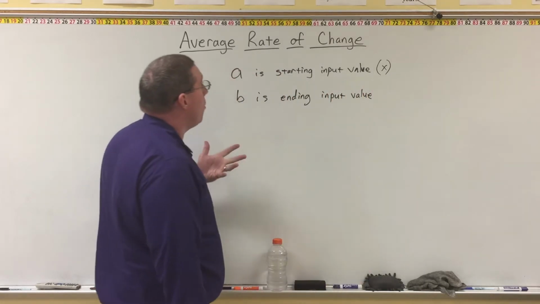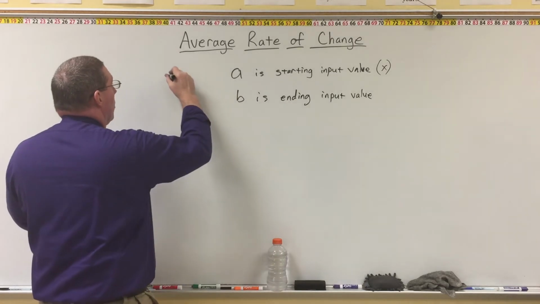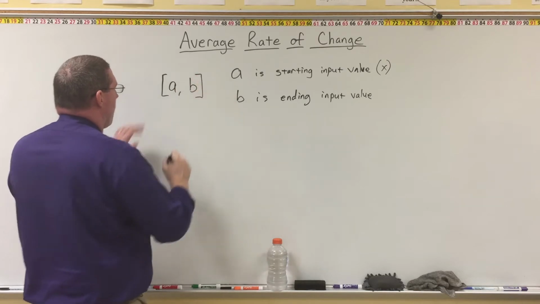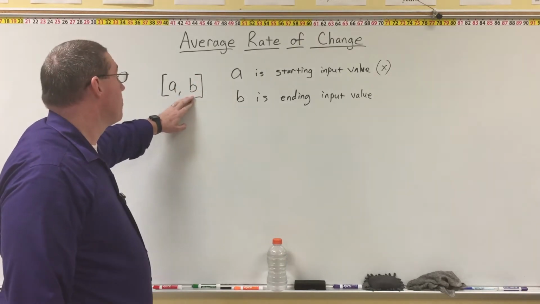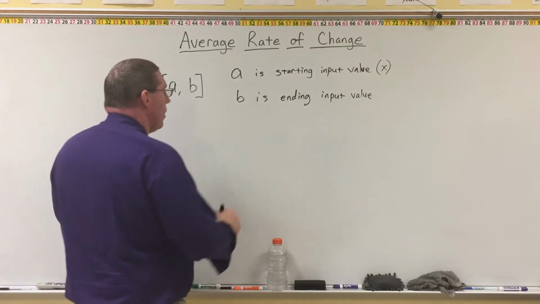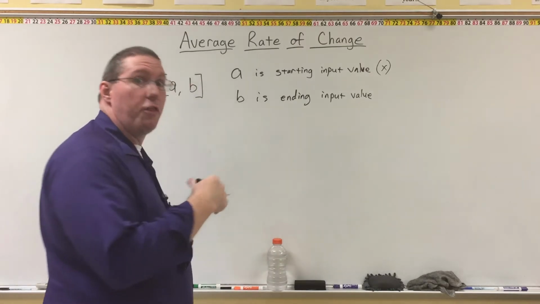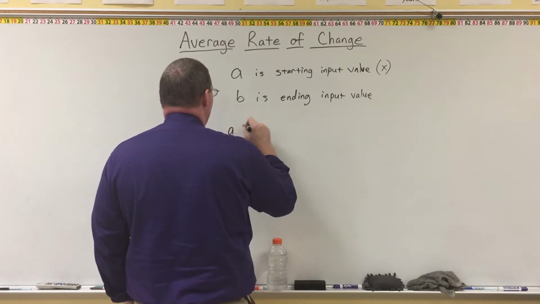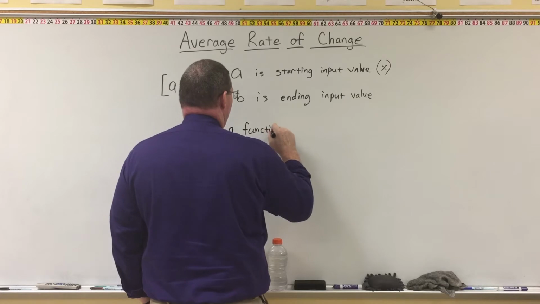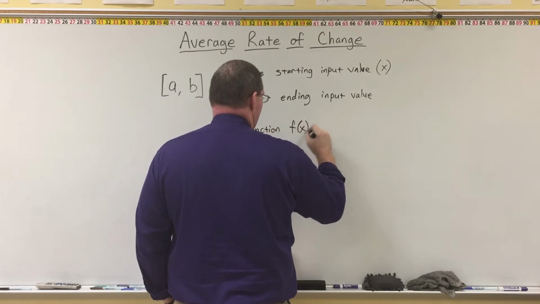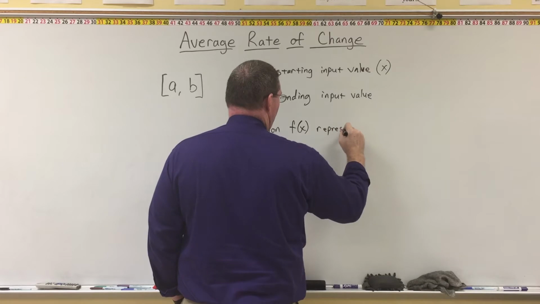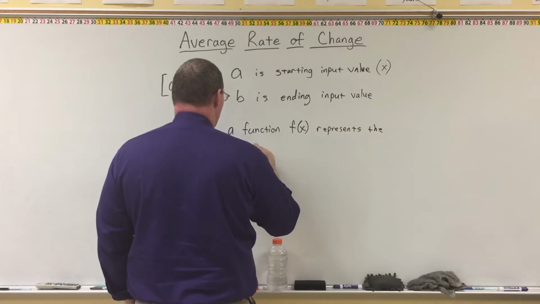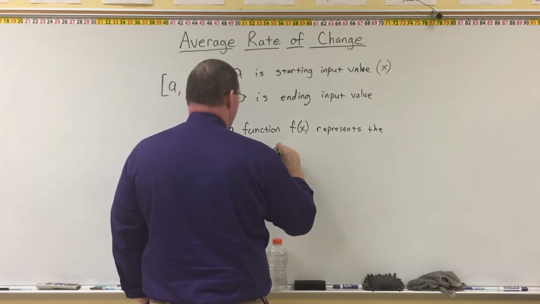All right? And so what we'll do is we'll represent the interval, let's say with brackets, and we'll say starting at A and ending at B, from this up to this, okay? And then what we'll do is we'll have the thing that's changing that we care about, okay? And so usually a function, let's say f of x, represents the changing output variable, okay?